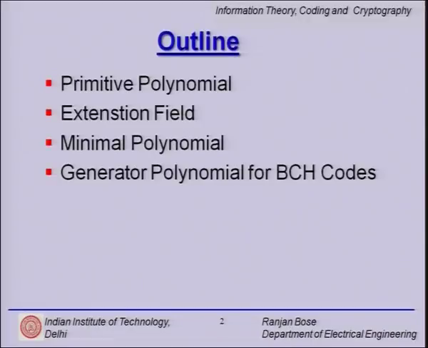Let's start with a quick outline. We will look at some mathematical preliminaries. We'll start with the primitive polynomial. We'll talk about the construction of extension field. Then we will talk about minimal polynomials, and finally we'll use all of these mathematical tools that we have discussed to form the generator polynomial for BCH codes.